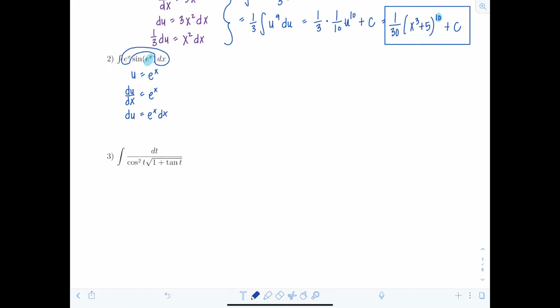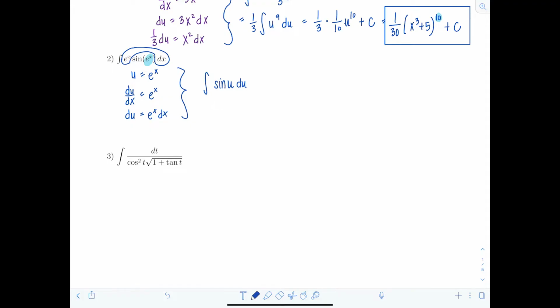Okay, I really recommend drawing that little kidney bean shape. It's going to help you out. So now let's rewrite our integral entirely in terms of u. So now I'm going to have sine of u, not e to the x, and then e to the x dx gets replaced with du.